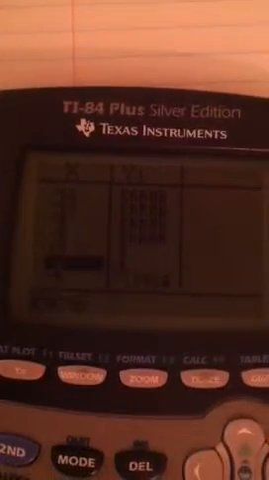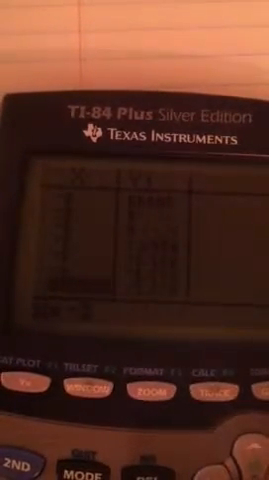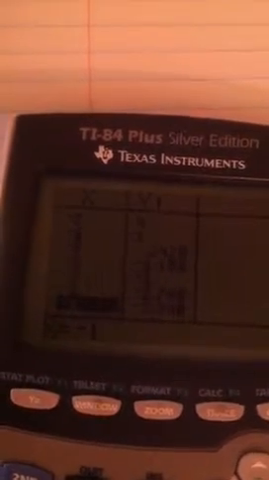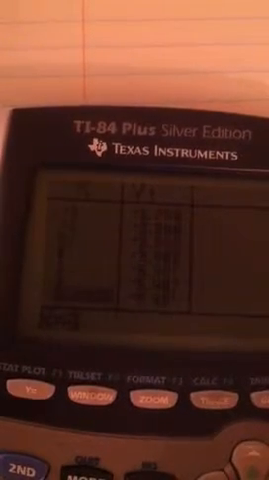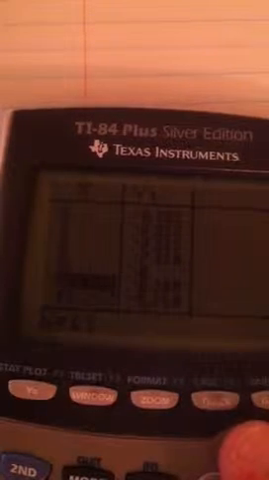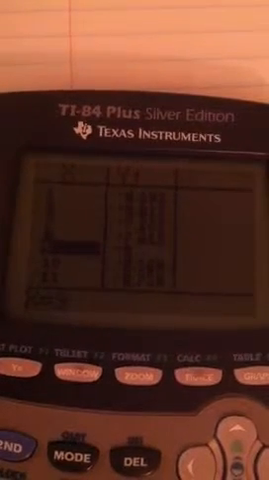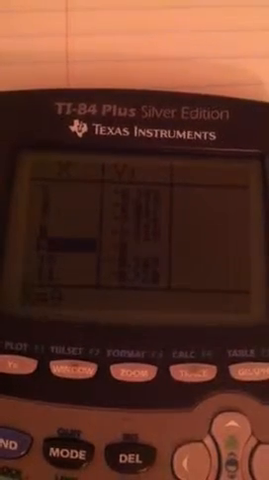Negative 6, positive 1. And I could plot the decimals, I'm just choosing not to. Negative 3, negative 2, and here's a pretty good one, 9. And negative 8.